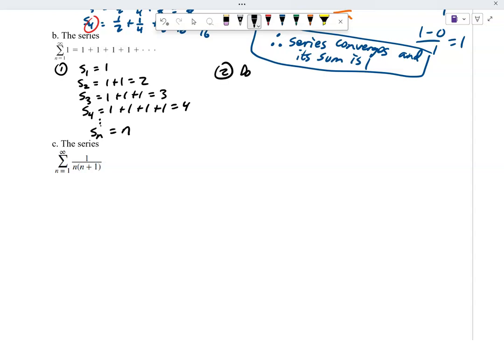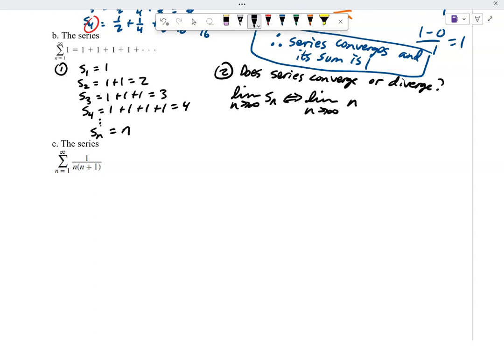So then the second question, does the series converge or diverge? Well, the limit as n goes to infinity of the sequence of partial sums, so the limit as n goes to infinity of n, the sum of n terms is n. Well, we throw that infinity in, we just get this thing diverging. It's just shooting up, it's just getting bigger, bigger, bigger. The more terms I add, the bigger it gets. So therefore, the series diverges. And that's because the sequence of partial sums diverges.